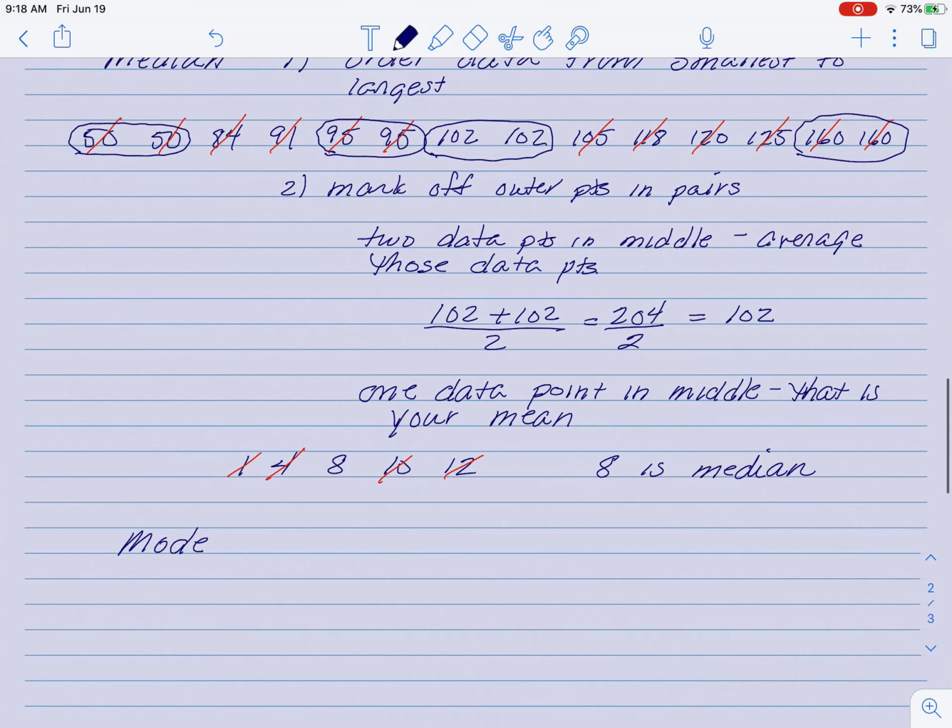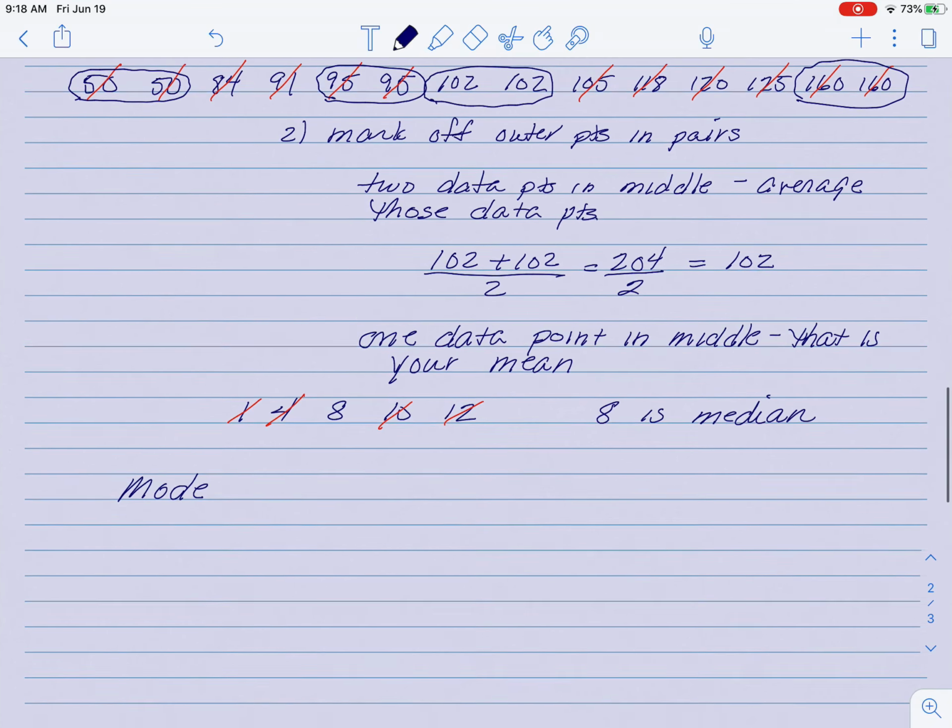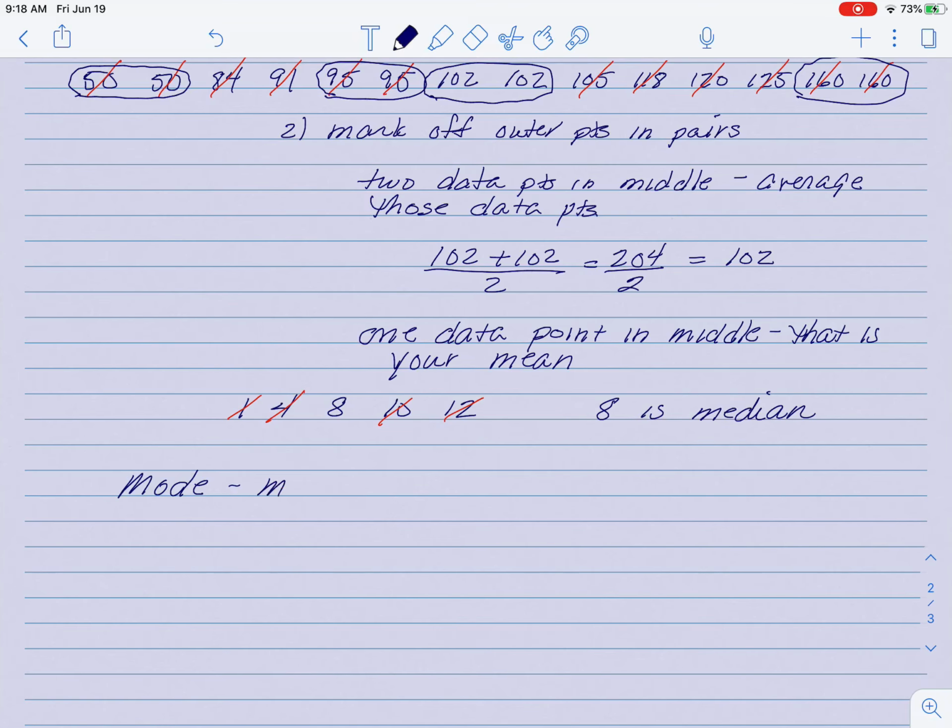There are 4 modes because there are 4 numbers that occur more often than the other numbers. So this is multimodal. And the modes are 50, 95, 102, and 160. So you report the numbers, not how many times those numbers occurred. So 50, 95, 102, and 160 are our modes.